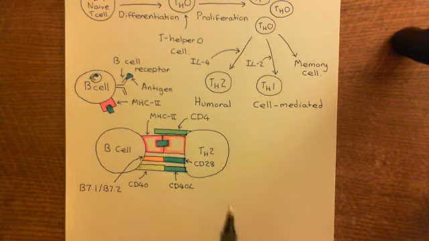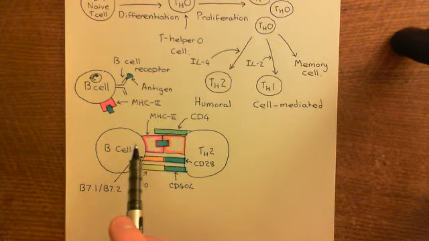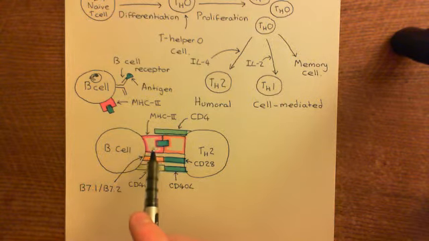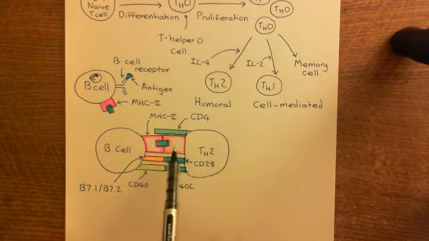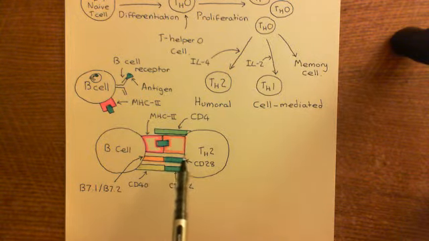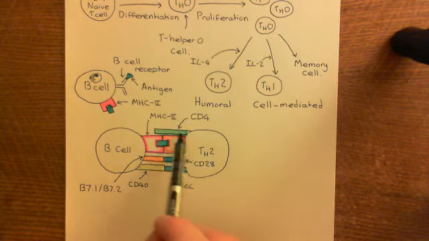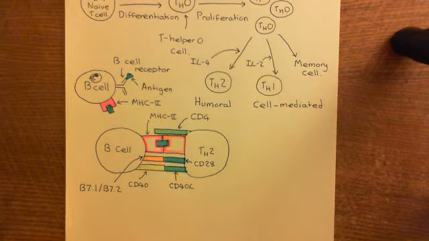So then what happens is the B cell, which now has this antigen fragment mounted on its MHC class 2, binds to the T cell receptor on the surface of the T helper 2 cells, and then obviously CD4 also binds.